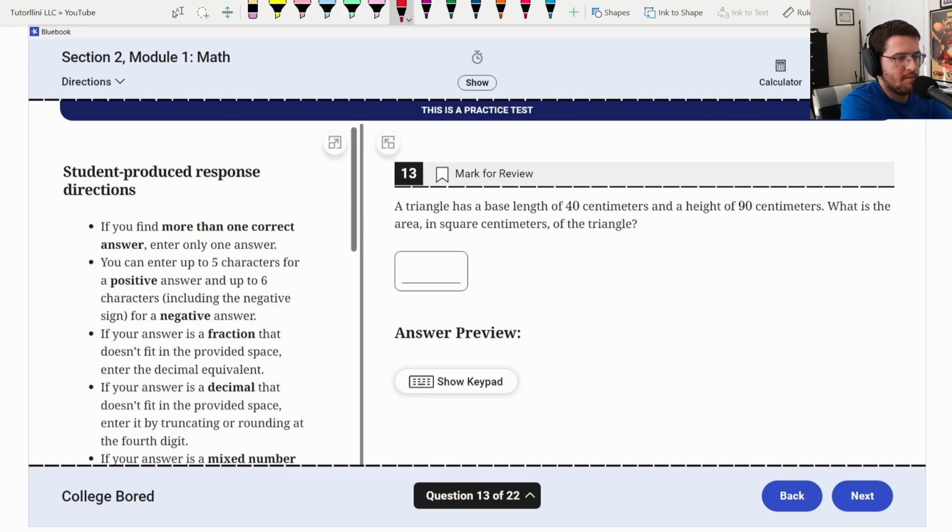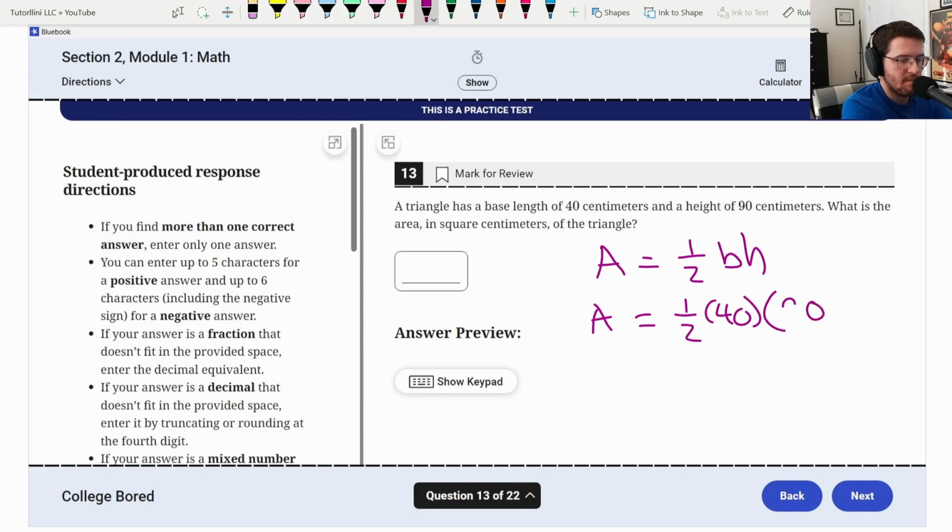Okay, question 13. So from the reference sheet in the top right hand corner, we see that the area of a triangle is equal to 1/2 base times height. They told us that the base was 40 and the height was 90. So we're going to do 1/2 times 40 times 90. And that gives us an area of 1,800 square centimeters.